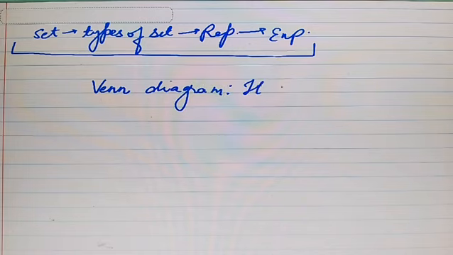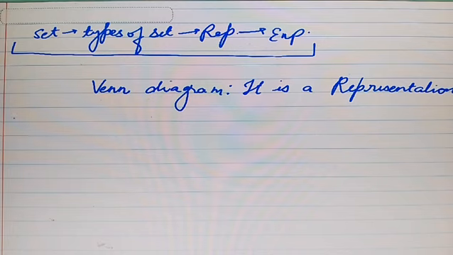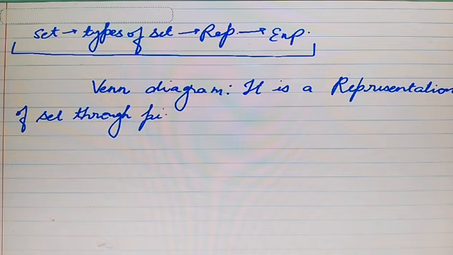It is a representation of sets through a pictorial method. Okay, before I start Venn diagram, I would like to introduce a few terminologies also here.